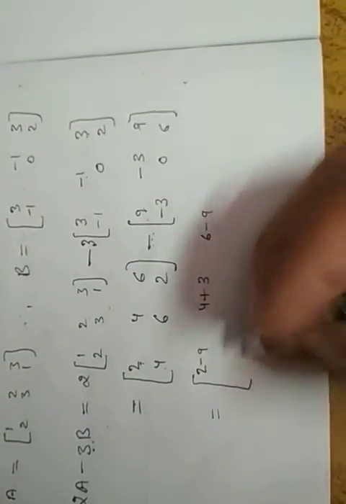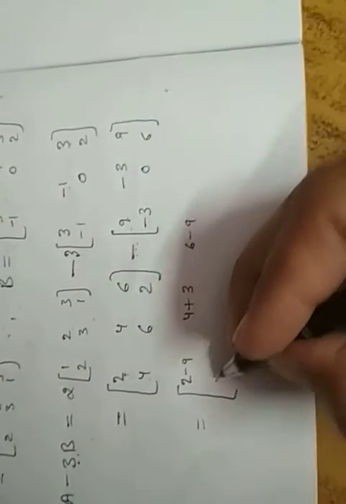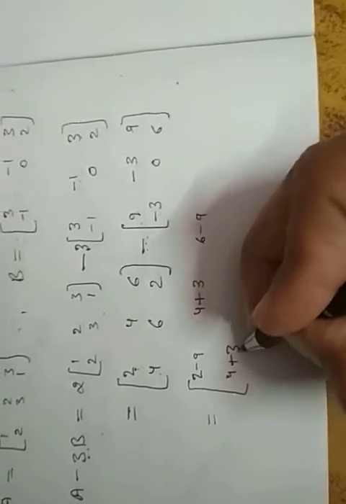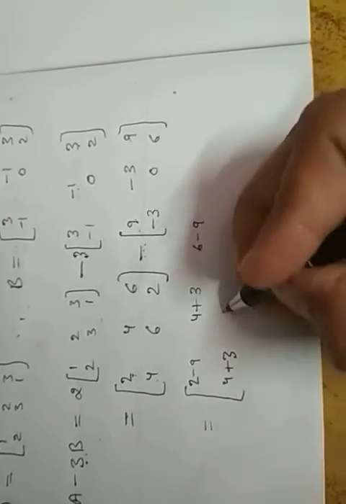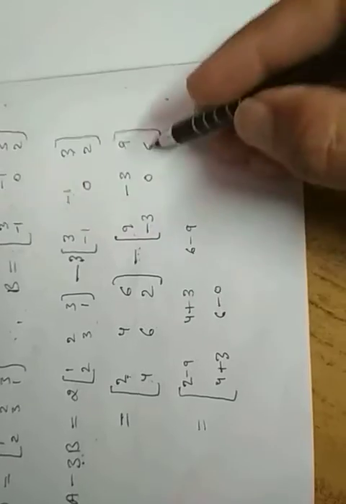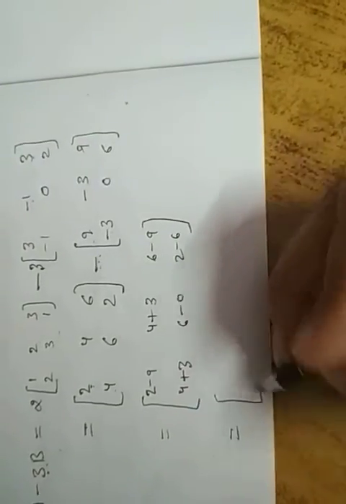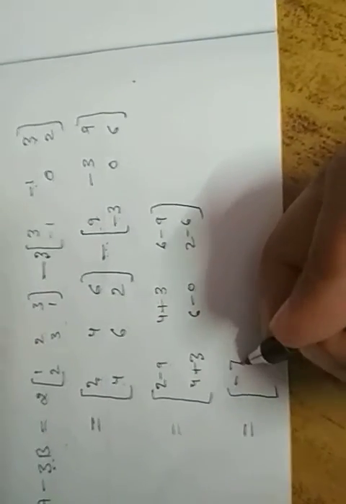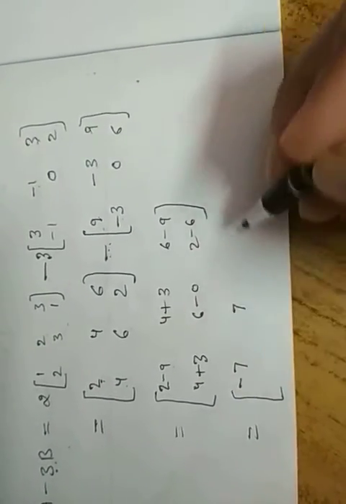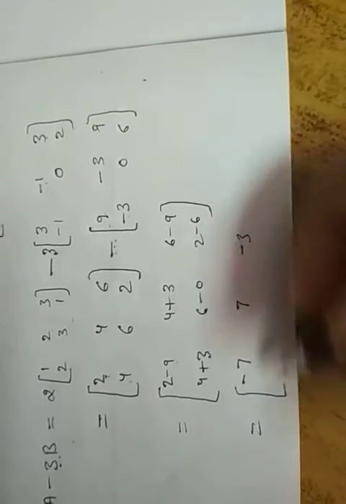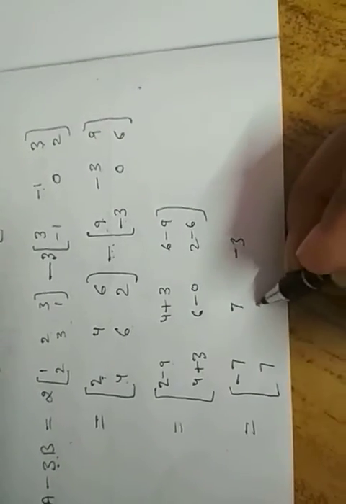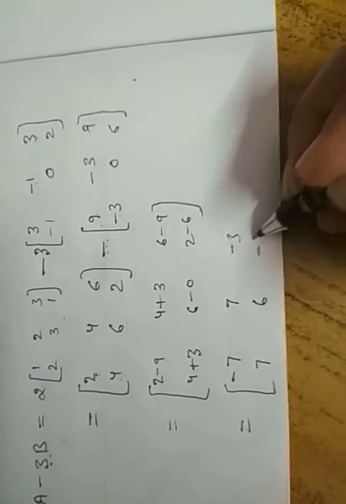4 minus -3. So minus this will become plus 3. So 4 plus 3 is 7. 6 minus 9 is -3. 6 minus 0 is 6. 2 minus 6 is -4. So simply like this we do the subtraction.